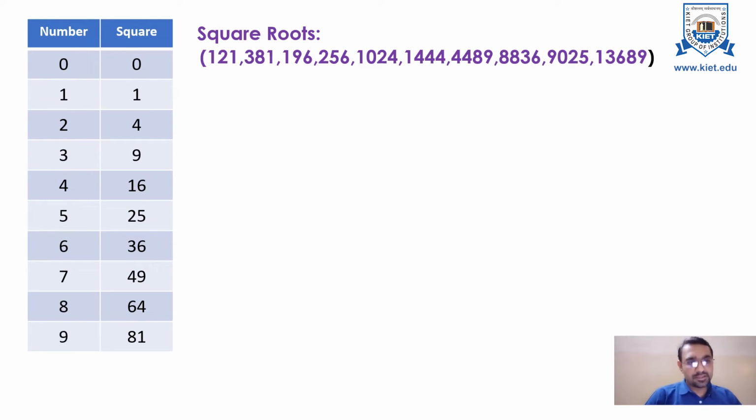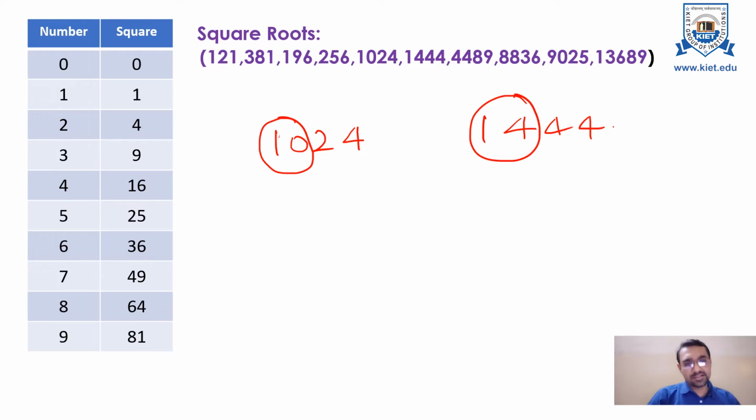Okay. Next, we have taken, let's say, 1024 and 1444. Okay. First we will try to find out the range of the number. So here is the 10 and 14. This 10 lies between the square of 3 and 4. Okay. Similarly, this 14 lies between the square of 9 and 16.